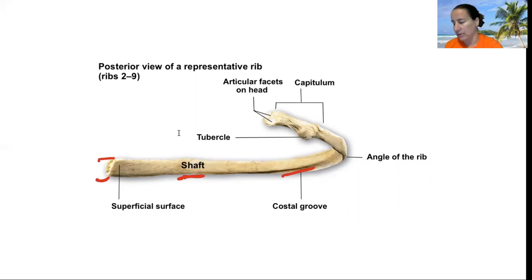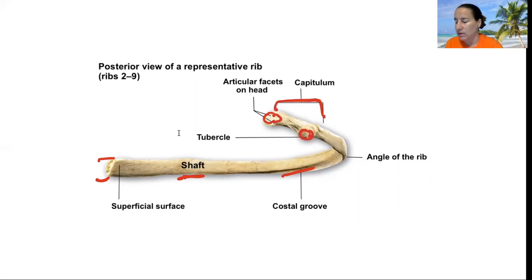So I'm not going to worry about that. There's an angle where it bends around. And then we do need to know that there's going to be the head. So the head, we're going to have these facets here where it's going to attach on. And this whole thing, capitulum. And then there's this tubercle. So that's where it's going to attach on.